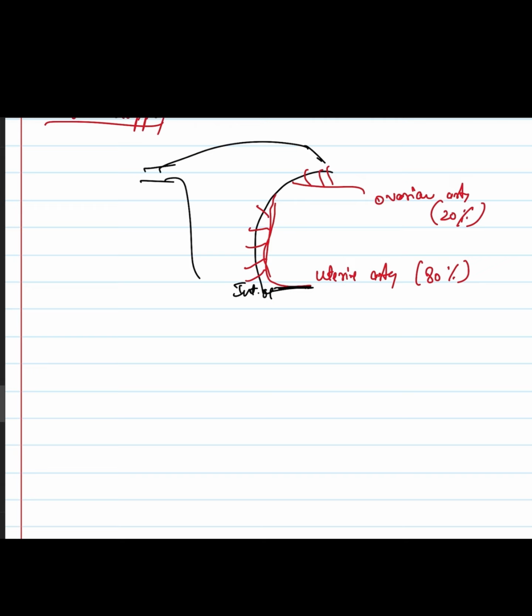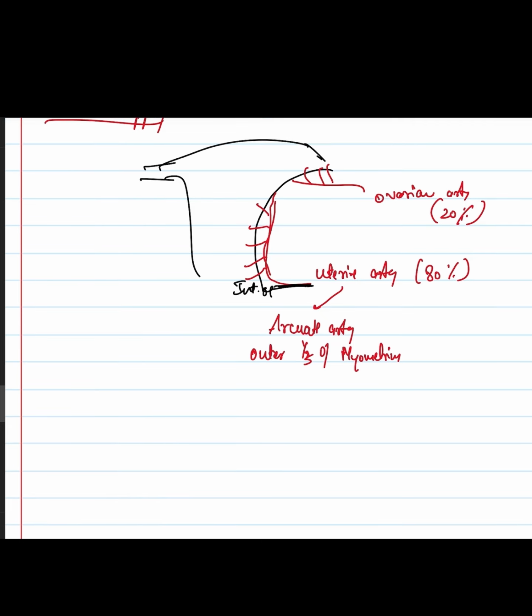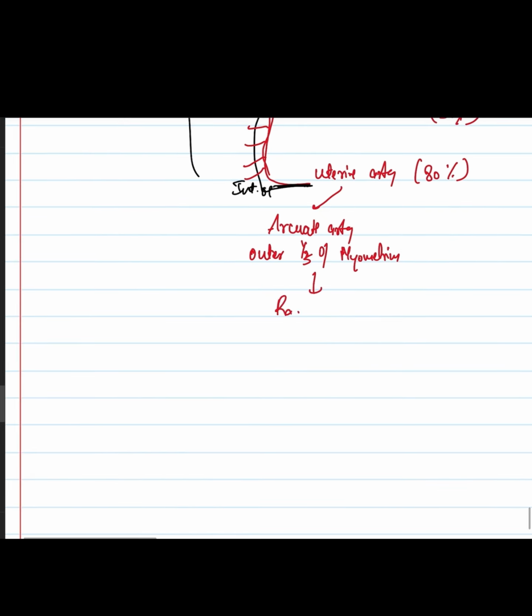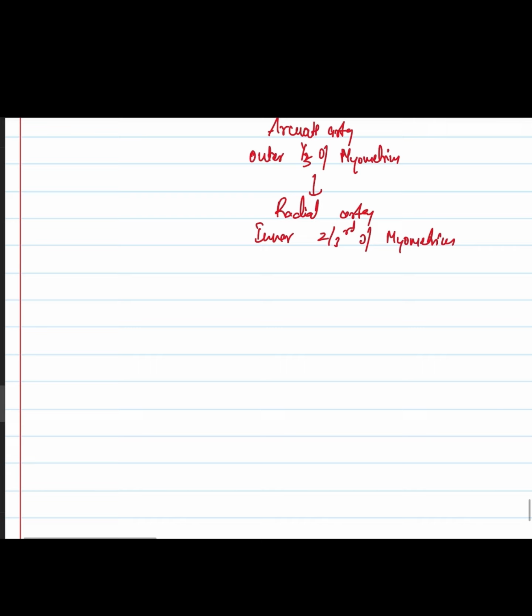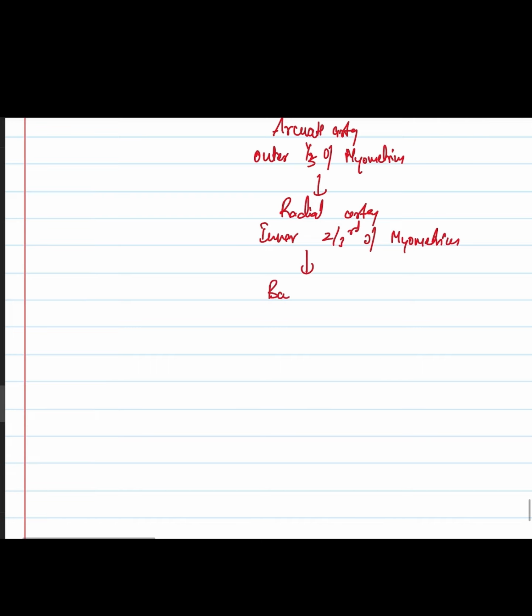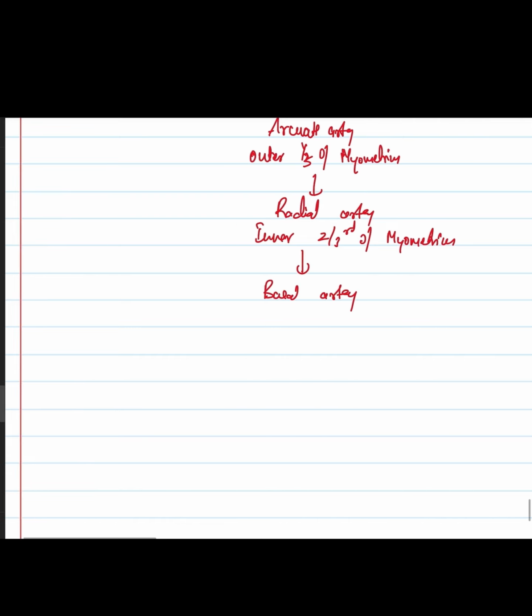So it just goes like this, and then it divides into the arcuate artery, which supplies the outer 1/3 of the myometrium. After the arcuate artery comes your radial artery. The radial artery again supplies the inner 2/3 of the myometrium. After radial is your basal artery.